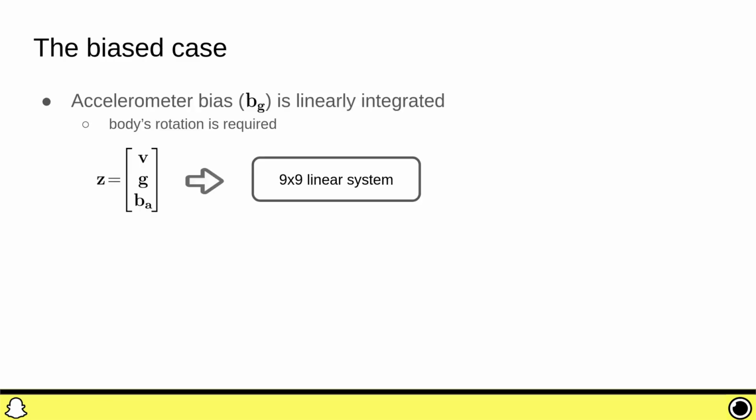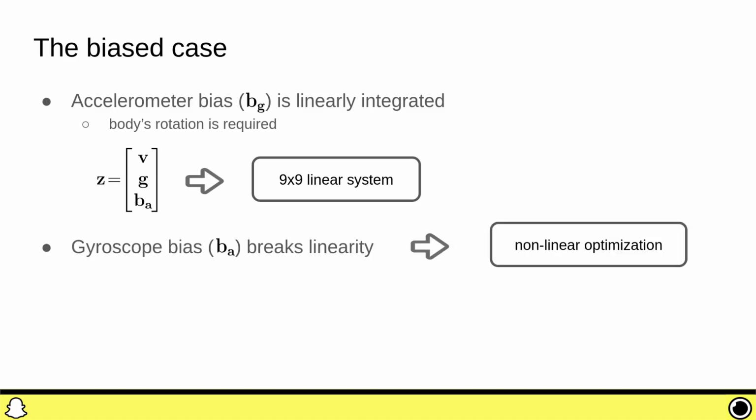When the biases need to be modeled, the accelerometer bias is integrated in a linear way. In this case, the state vector has 9 elements and the proposed formulation leads to a solution of a 9x9 linear system. However, the integration of the gyroscope bias breaks the linearity and a nonlinear optimization is required. Such an optimization may be also required when a state tracker needs a more accurate initialization.